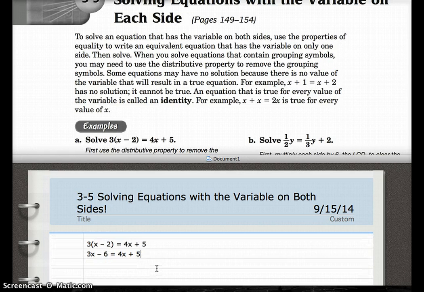Okay, so now we got rid of these grouping symbols. I think that's just the funniest term for them. And now we're stuck with an x on this side and an x on this side. So our first step is to determine one side that we're going to want the x's to be on. We can choose the left or we can choose the right.